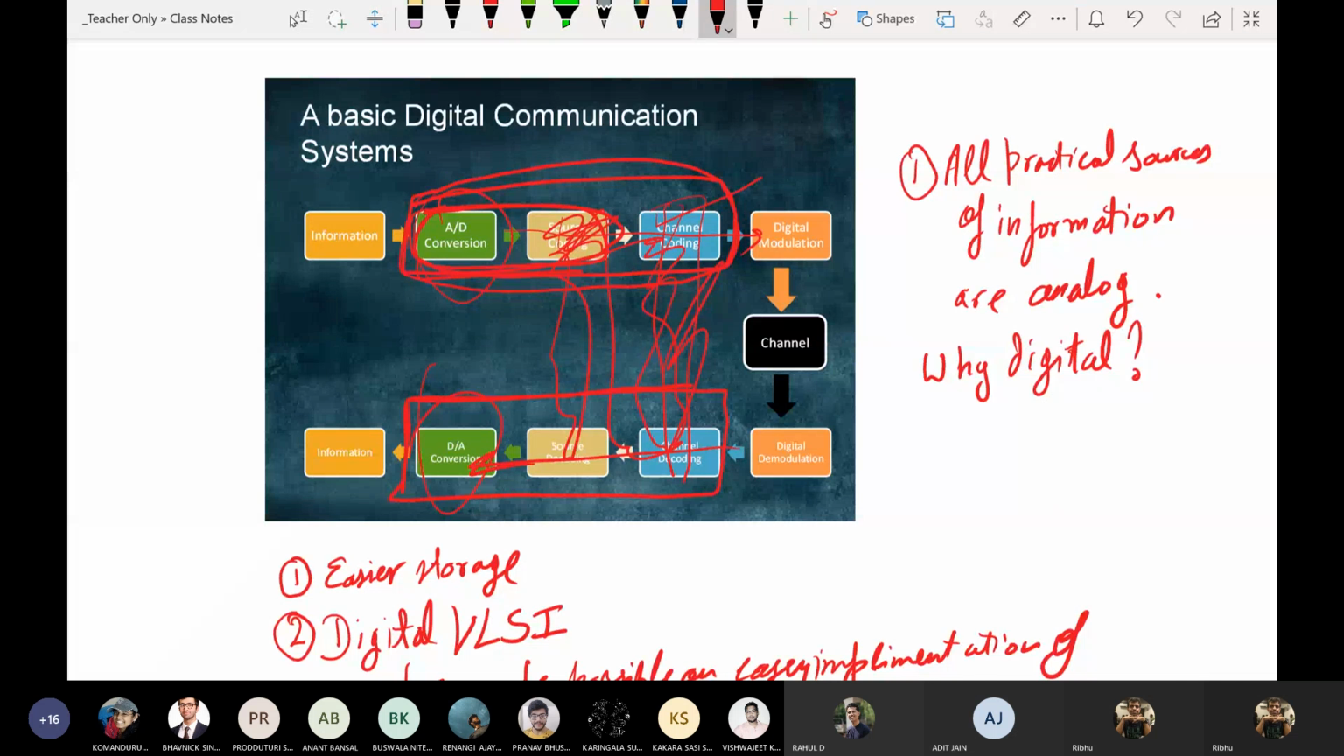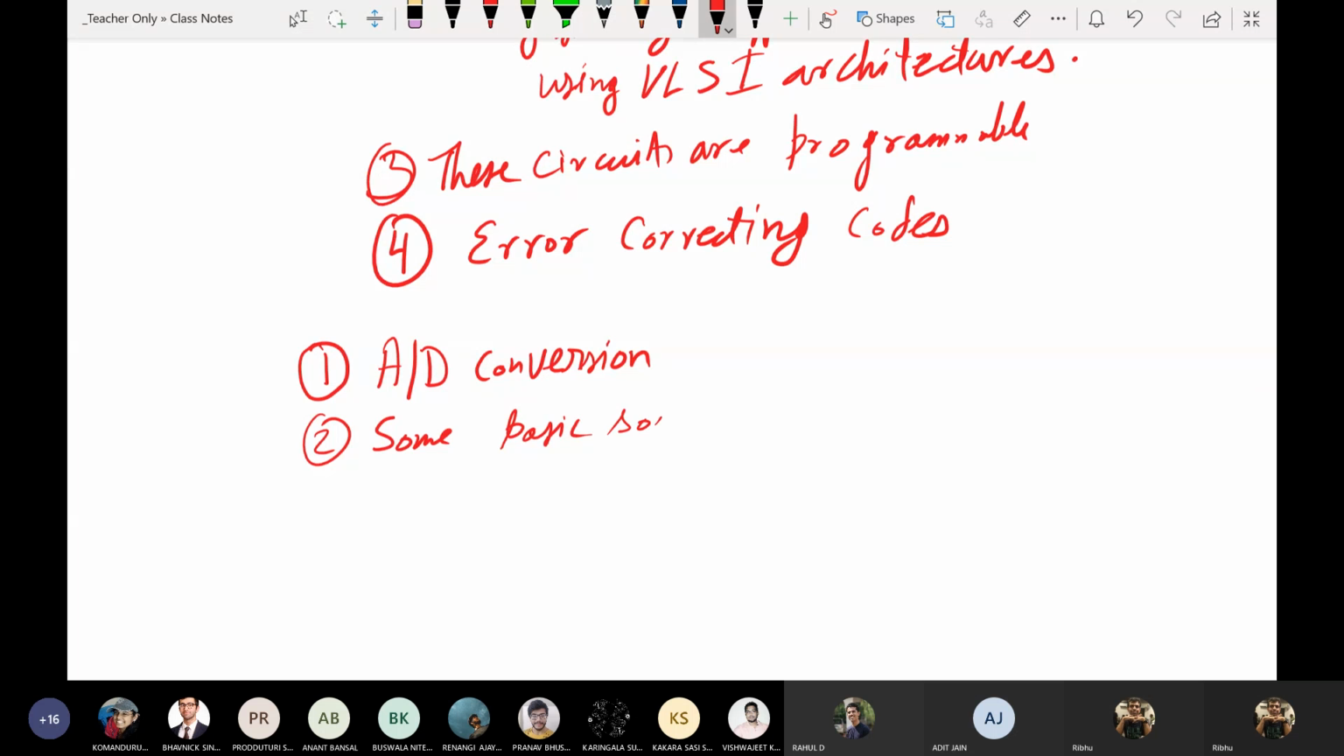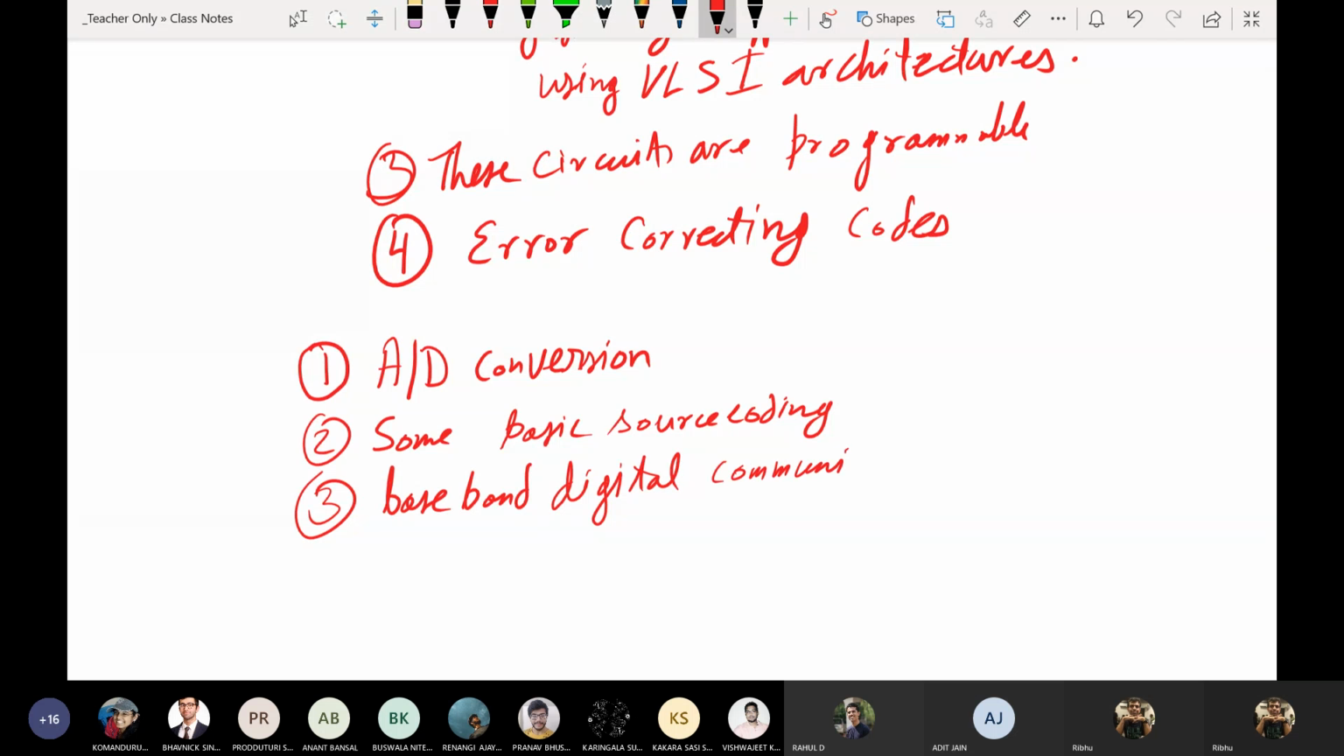I don't know how much time we will have, but what I target is some basic source coding, baseband digital communication. Fine. These 3 things.